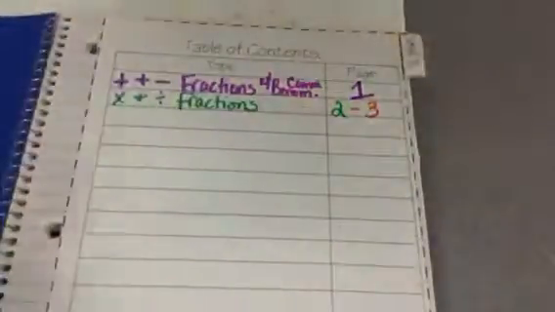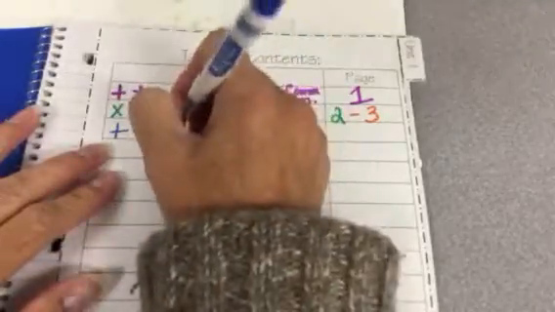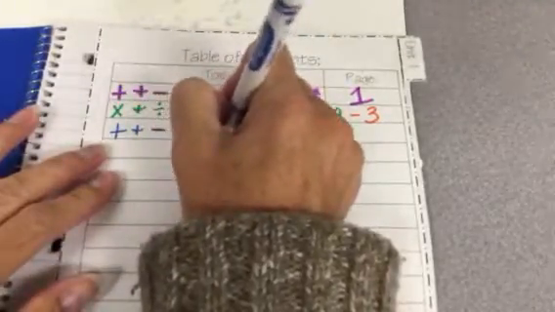Okay folks, here we are. We are going to do the adding and subtracting decimals video. You should be caught up at this point. You should have your table of contents. We are going to write adding and subtracting decimals.